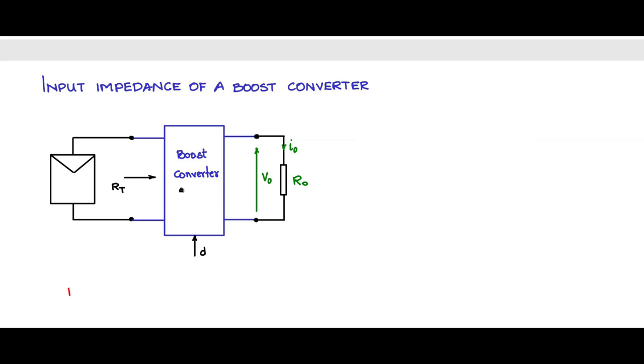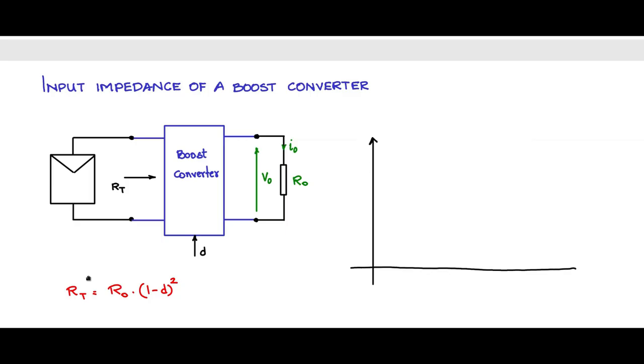And we have just now seen that RT, the terminal resistance on the input side of the boost converter, is equal to R0 into (1 minus D) whole square. So now let us draw the IV characteristic. Vt, the terminal voltage, on the x-axis, and the current through the terminal, the current through the PV panel, on the y-axis, that is It.